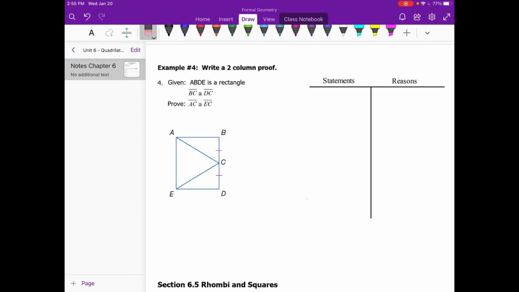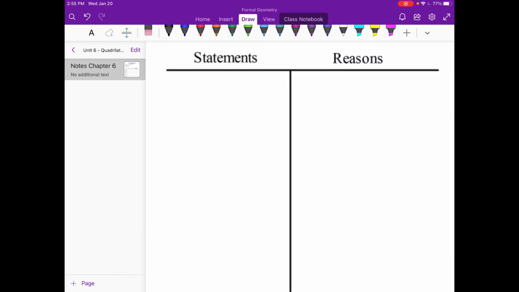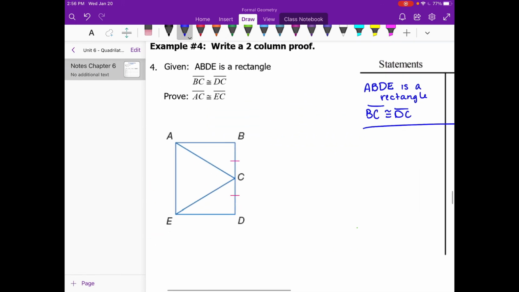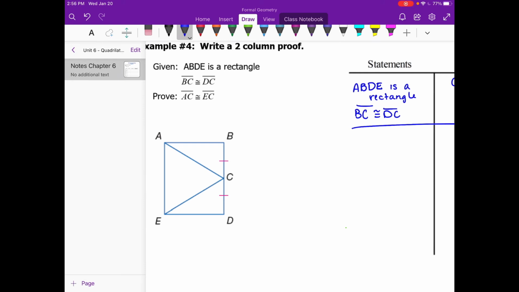Okay, last problem, number 4, is a proof. So first things first, I'm going to write down my givens. My first given is that ABDE is a rectangle. And then there was a second one that said that BC is congruent to DC. Those are givens. Okay, it's kind of already marked that for us, so I'm not going to make any other changes. But let's look at what we need to prove. I need to prove that AC is congruent to EC.